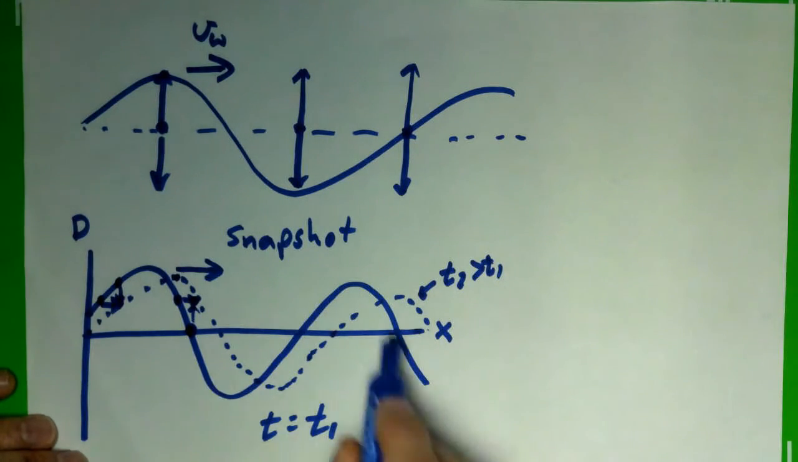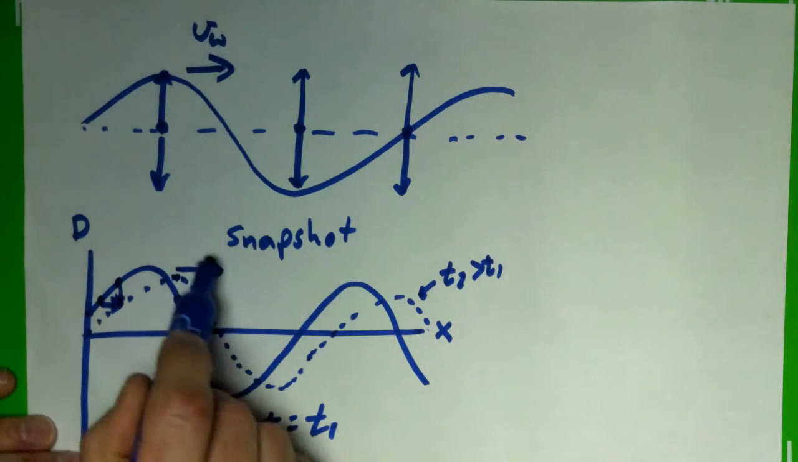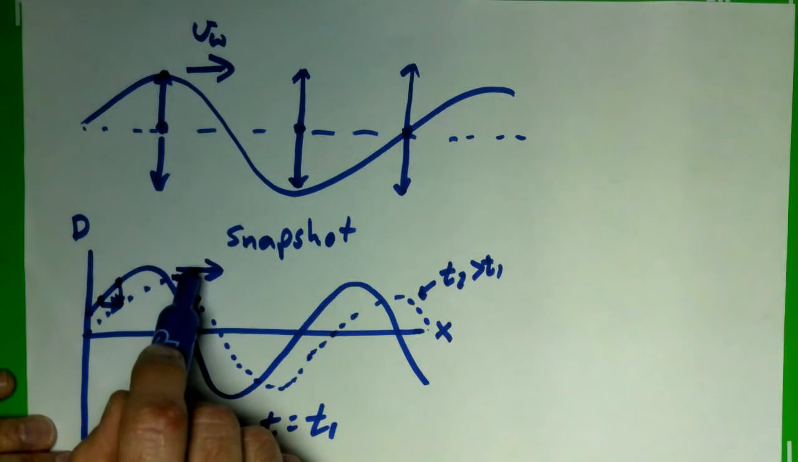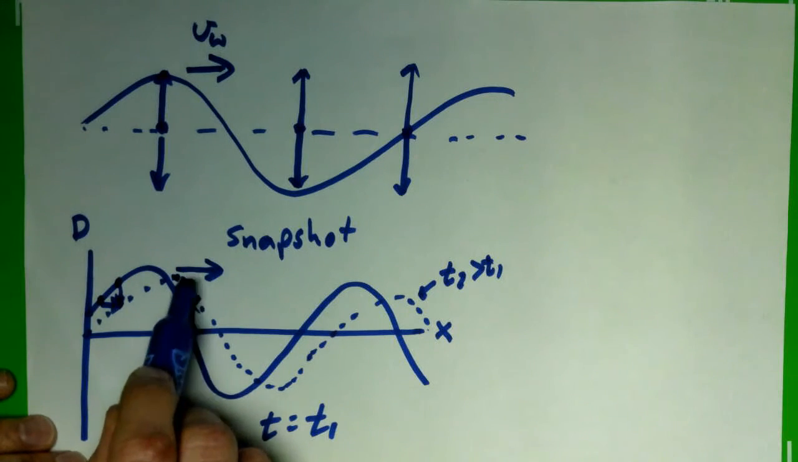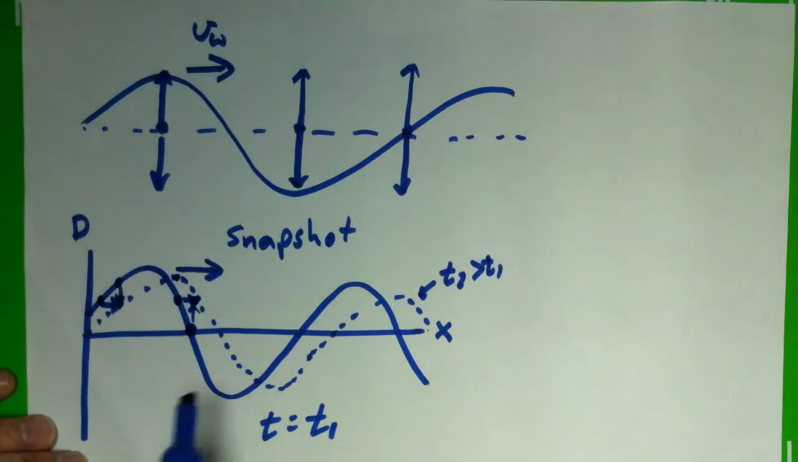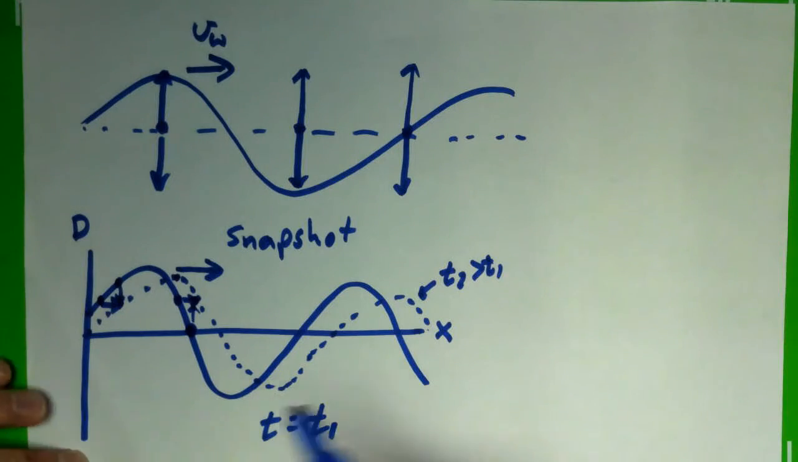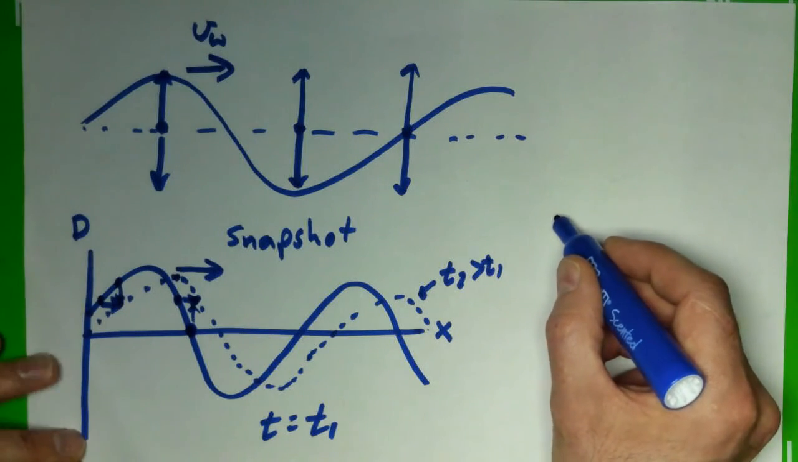This is at one time, and this is at a later time. And knowing the motion of the wave, the velocity of the wave, or speed left or right, I can then infer what is going to happen at a later time. So that is a snapshot graph. Now a history graph is a little bit different.